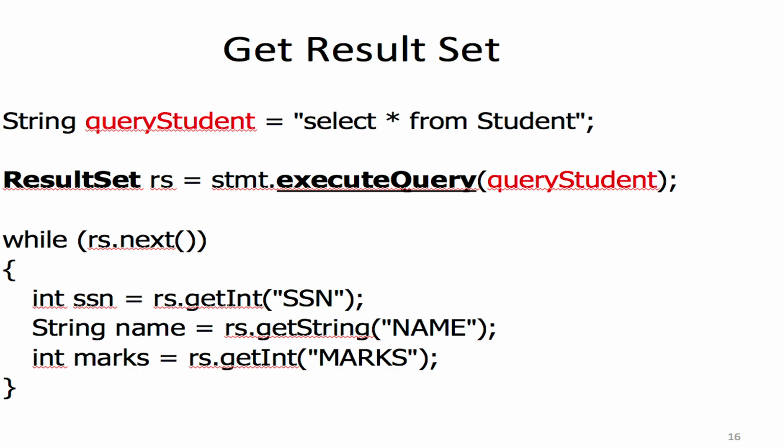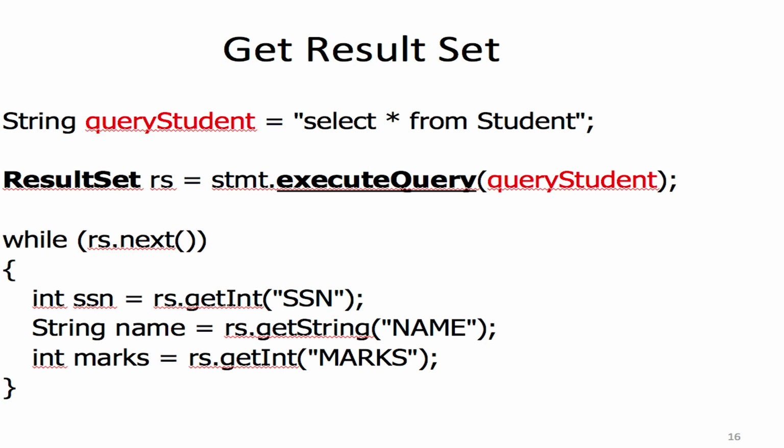See the table: SSN is an integer, name is a string, and marks again an integer. So we are writing here rs.getInt SSN. The first column, SSN, as an integer we are getting here, and we are storing it into another variable, an integer ssn. We have defined one more variable ssn, and returned by this getInt function this SSN and stored it into the ssn variable. This ssn is in small letters, while the capital SSN is the column of the table.